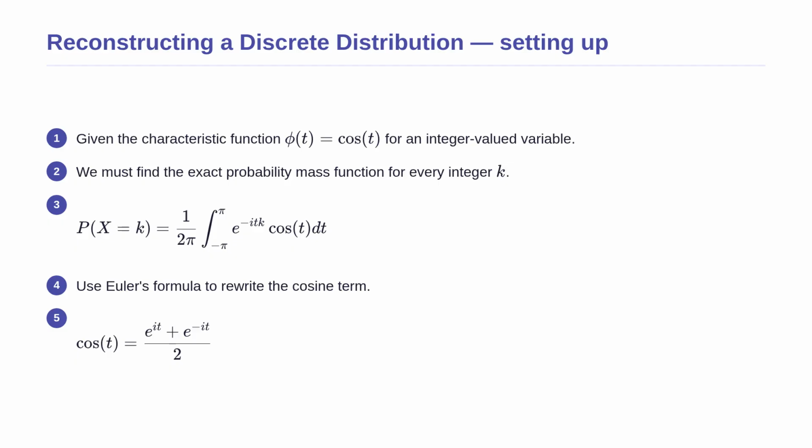Let us try a discrete example to see how this lattice version works in practice. Suppose you are given the characteristic function phi of t equals cosine of t. You are told this belongs to a discrete random variable that only takes integer values. Your task is to find the exact probability mass function. We start by plugging our given characteristic function into the discrete inversion formula. To make the integration easier when multiplied by a complex exponential, we will use Euler's formula. Euler's formula allows us to rewrite cosine of t as a sum of two complex exponentials. This substitution is the key to unlocking the problem.